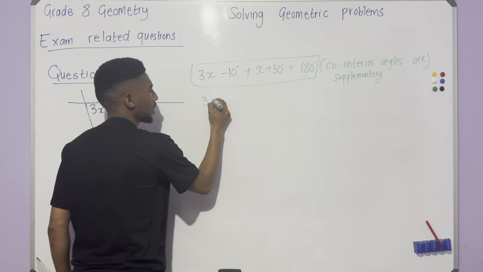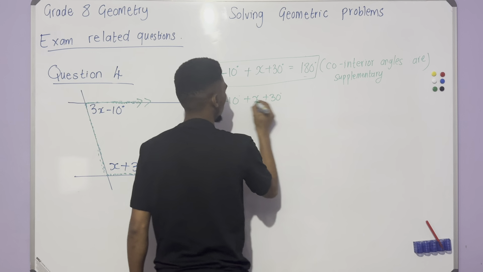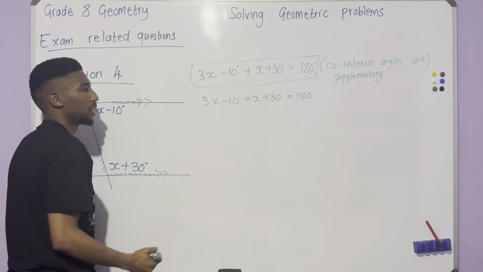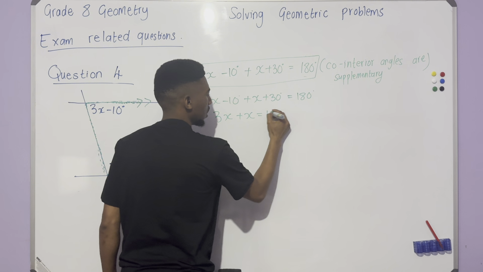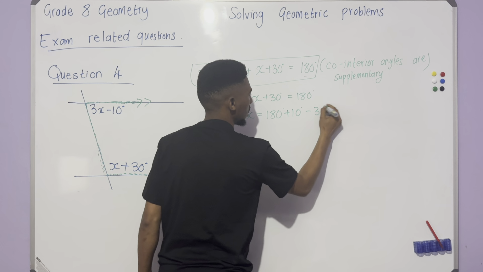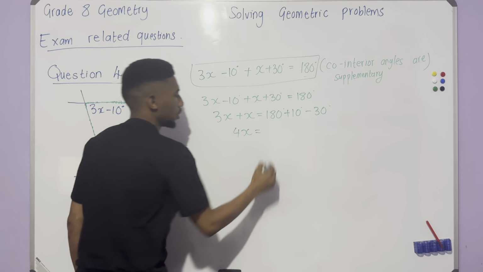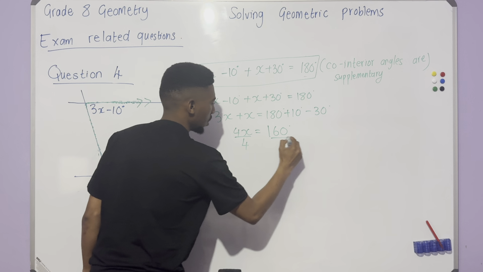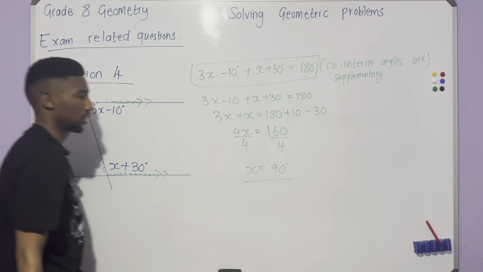So we're going to take the 3x minus 10 plus x plus 30 degrees equals 180 degrees as an equation. We're going to keep our variables, our like terms, on the left side, and we're going to take the inverse, plus 10 minus 30. That gives us 4x is equal to 160 degrees, and we divide by 4, x is equal to 40 degrees.